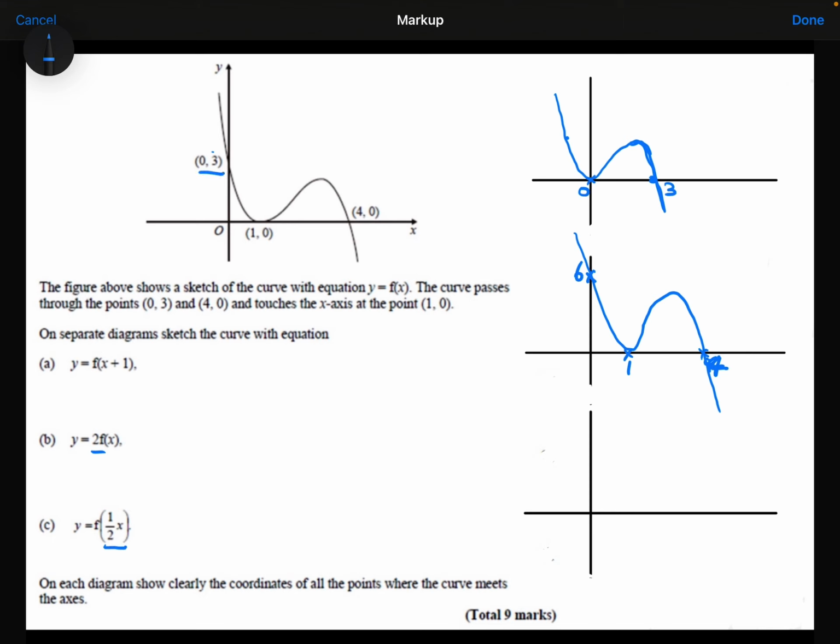The y-intercept is unaffected because 0 times 2 is still 0. The root at 1 is now going to be at 2. And the root at 4 is now going to be at 8. And so my curve will look something like this.